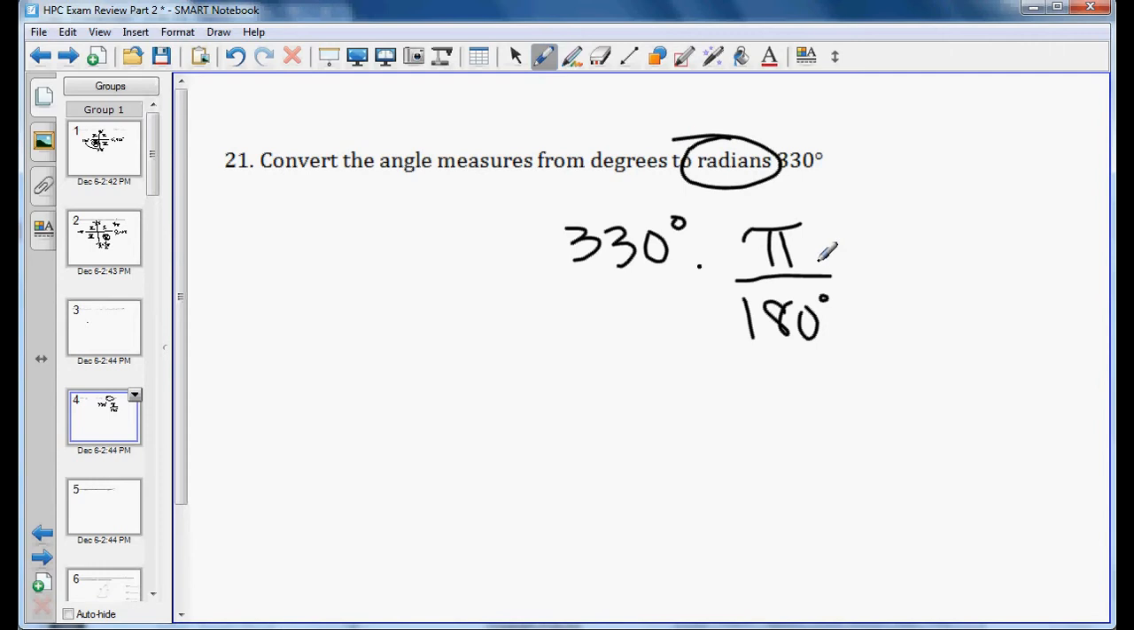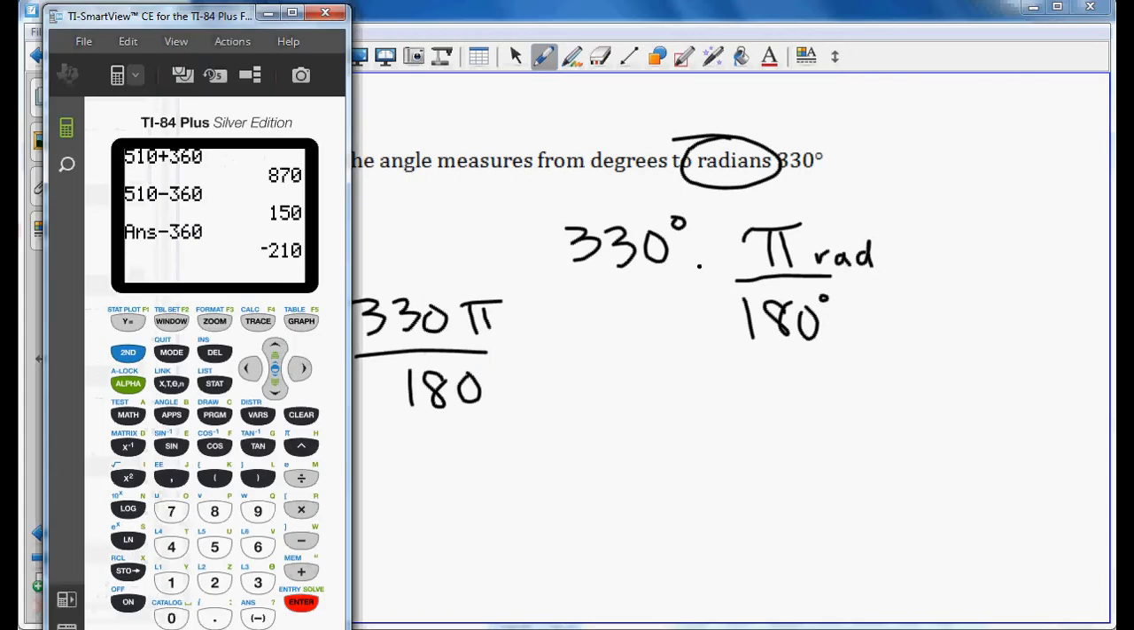So we get 330 pi over 180, and we can reduce the 330 over 180 part. So let's just type in 330 over 180 and change that to a fraction. So we get 11 over 6, or 11 pi over 6.